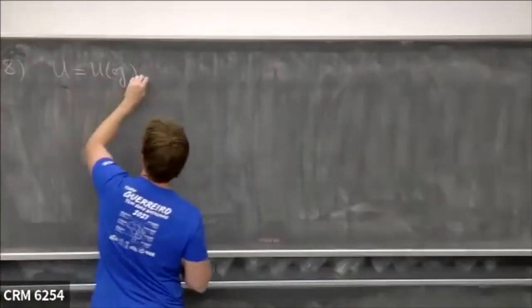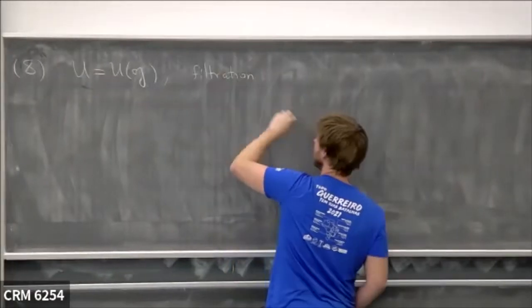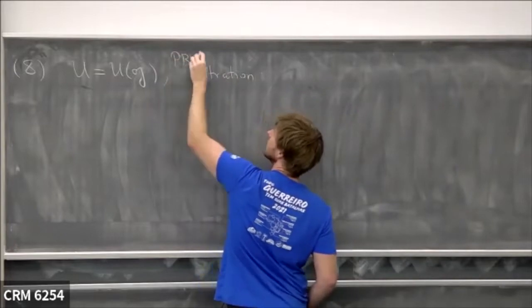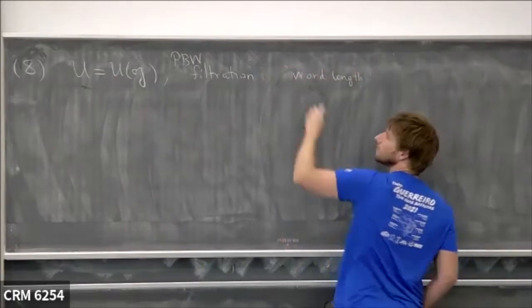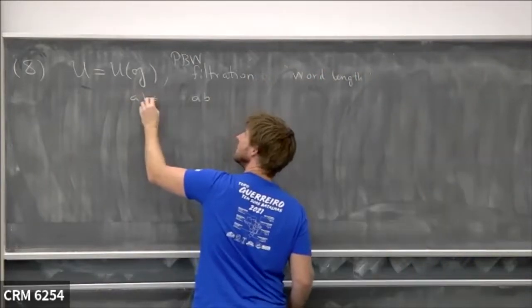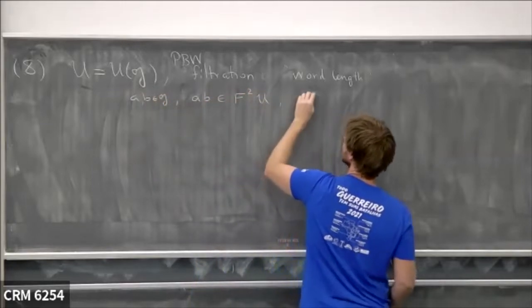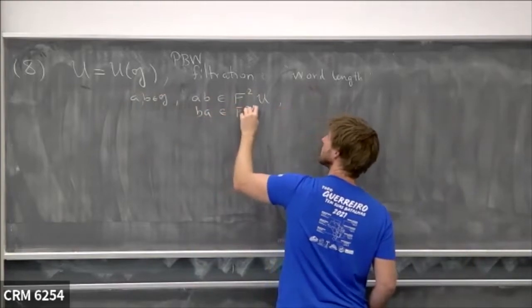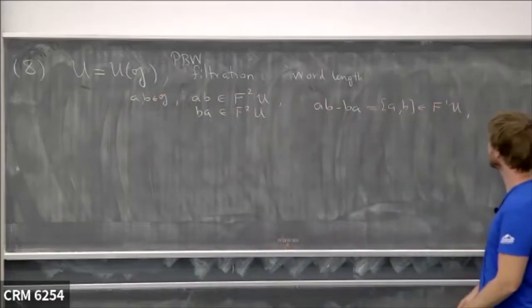Let me see. So it's a bit more precise when I say filtration. I mean, it's called the PBW filtration. So it's kind of word length in a sense, right? So B are in G, AB is in F2 of U, and BA is also in F2 of U. I'm sure you know this, but I'm just giving background.